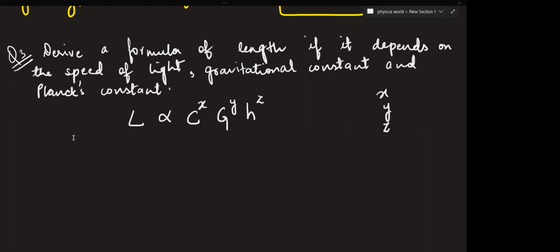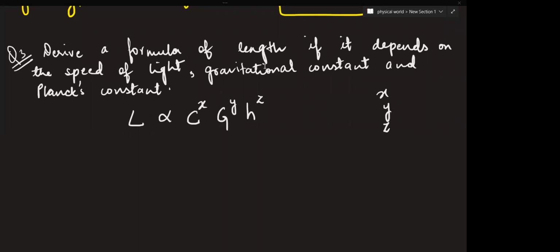Ma'am, x is 1 by 2, y is minus 1 by 2, and z is 1 by 2. X is 1 by 2, and y is minus 1 by 2, and z is 1 by 2. See, z is correct. For Planck's constant, z is correct. Just check for y and x. There must be some error in your calculation.